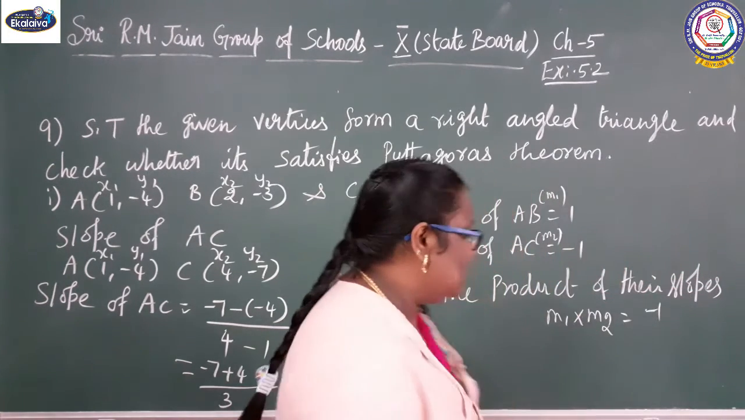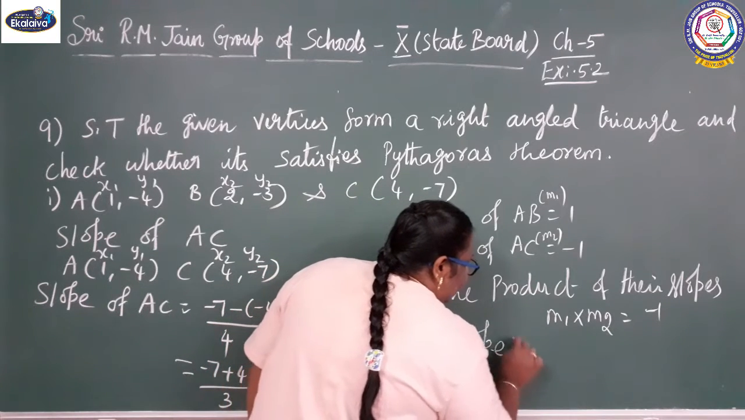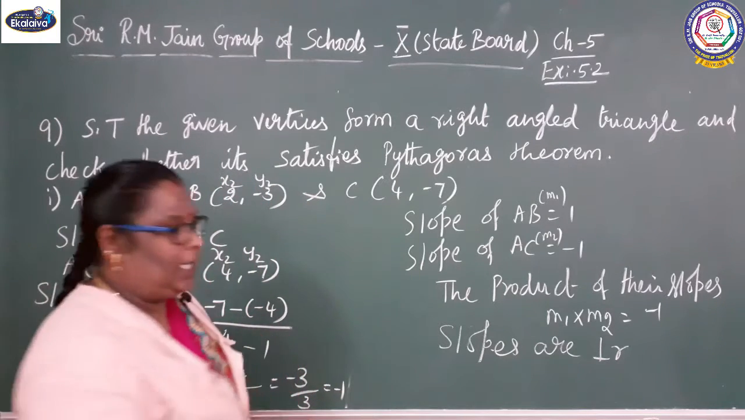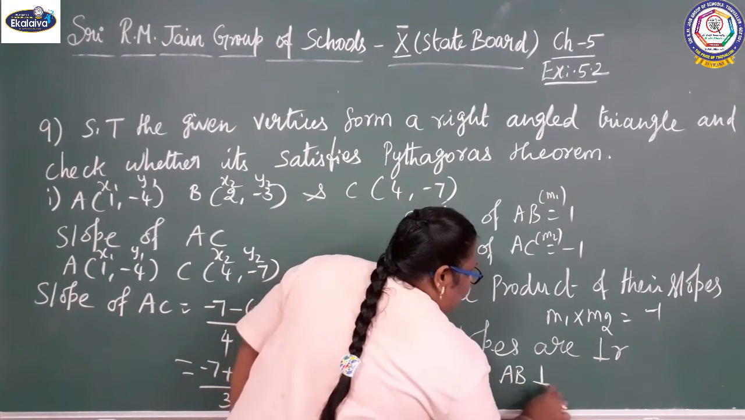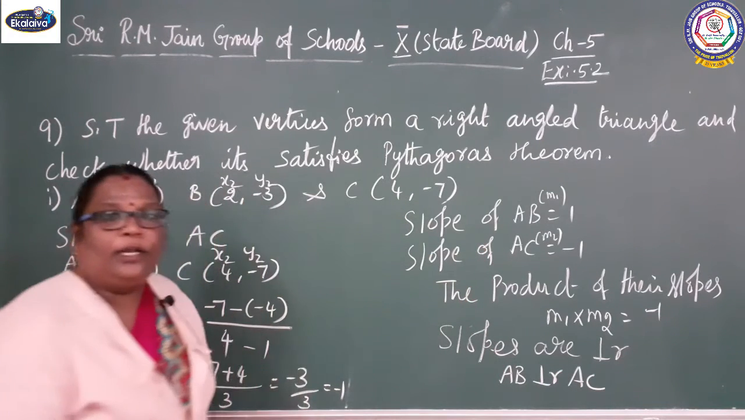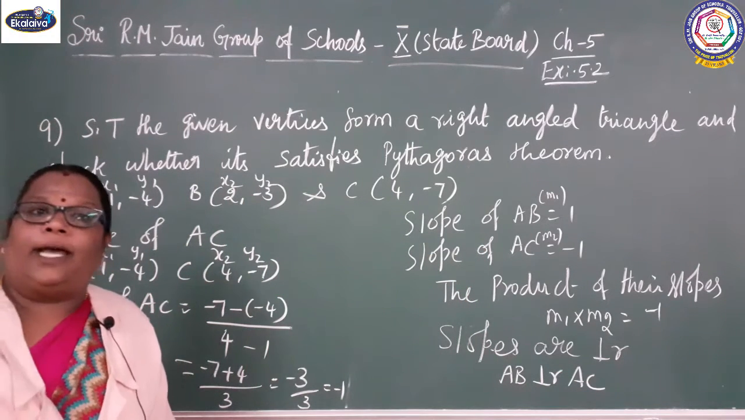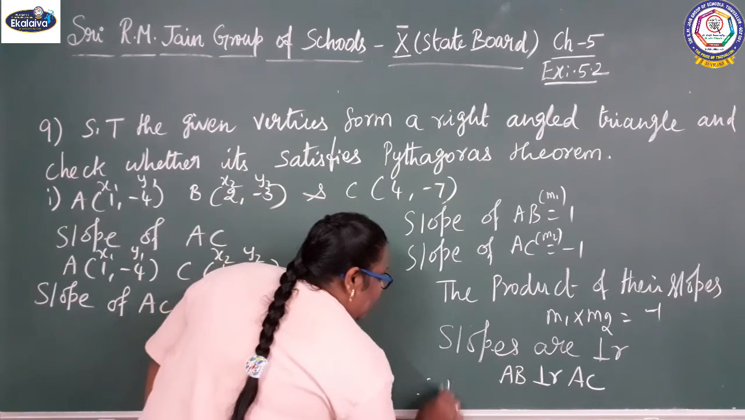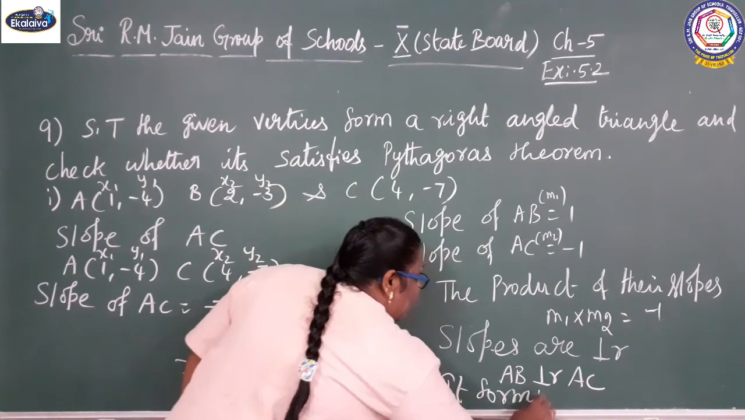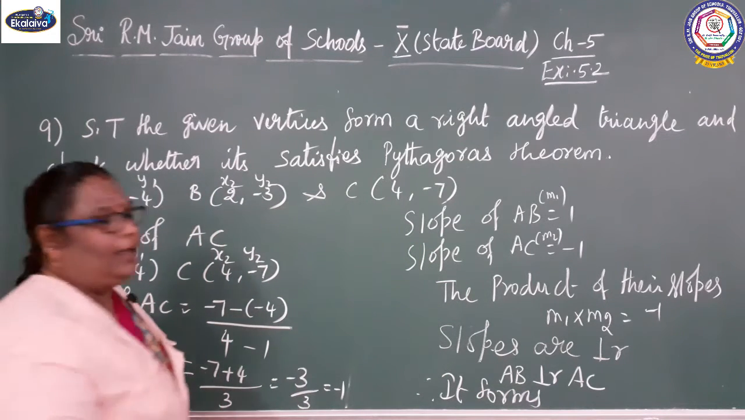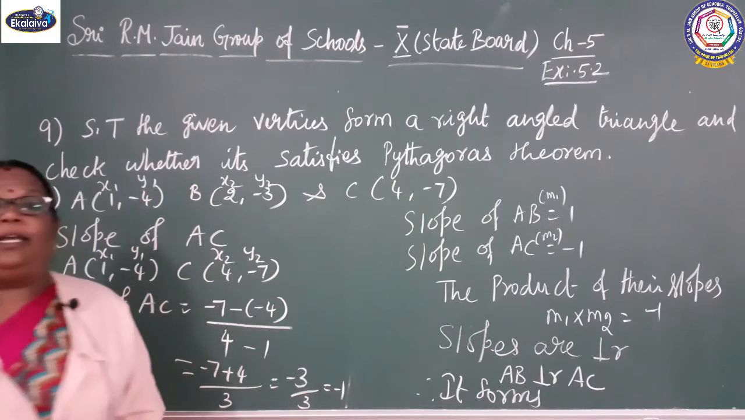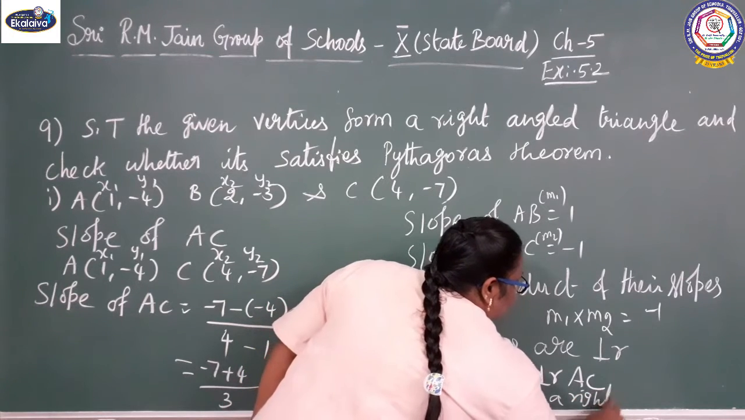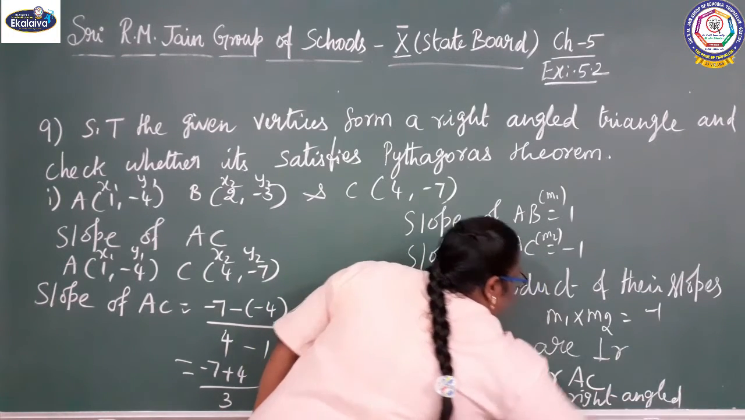Slopes are perpendicular. So what is perpendicular? That is, AB is perpendicular to AC. If it is perpendicular, definitely the triangle forms a right angle triangle. Perpendicular means it is nothing but 90 degrees. So definitely it forms a right angle triangle, because one of the angles should be 90 degrees for a right angle triangle. Is it clear, children?